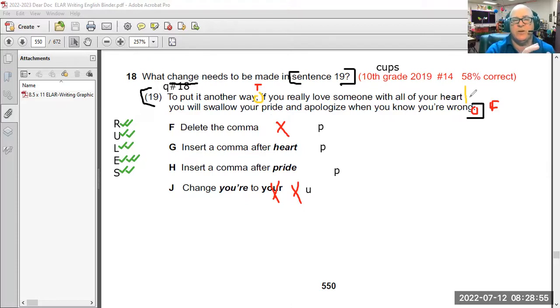So there's an introductory phrase, to put it another way, followed by a dependent clause, followed by a comma that should have been there, followed by an independent clause. So you can tell why so many of the 10th graders got this kind of question correct. I just made my own sentences in a similar way.